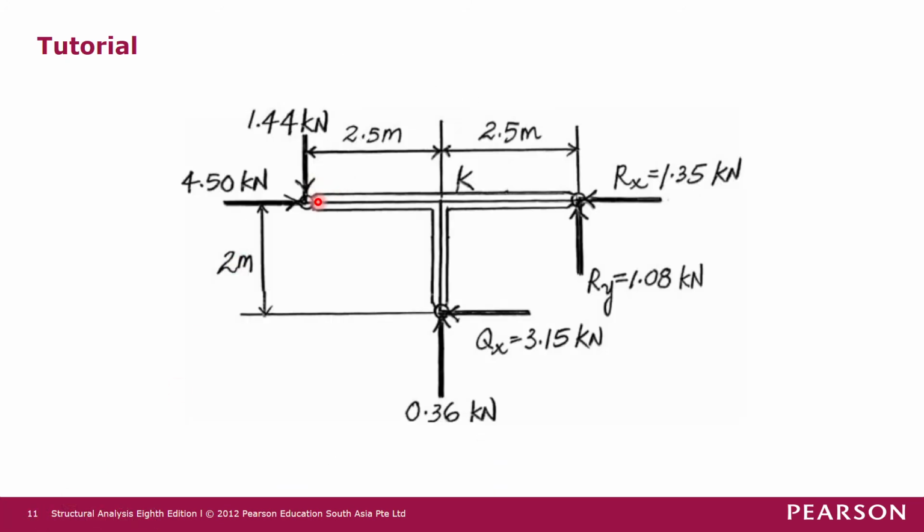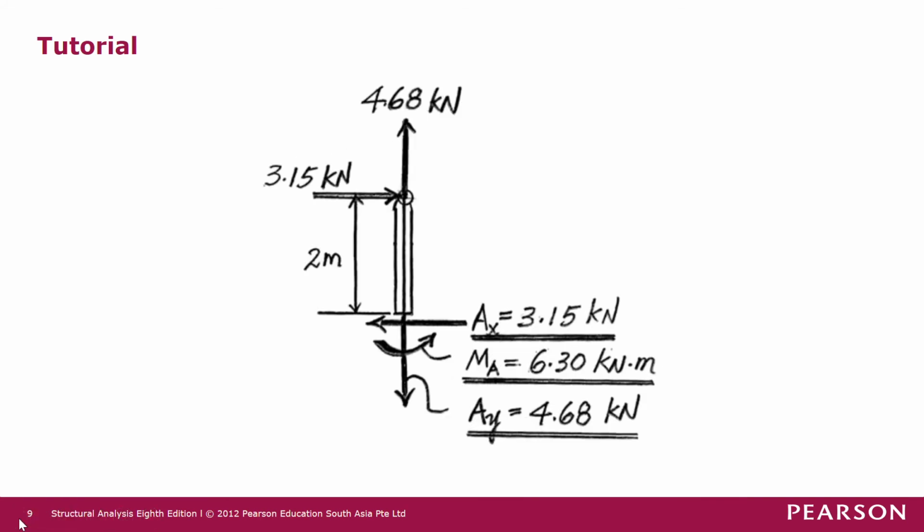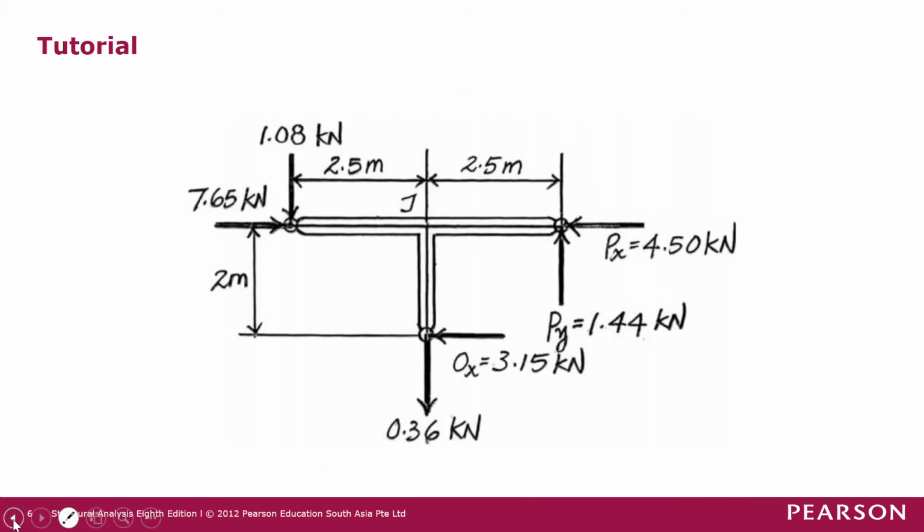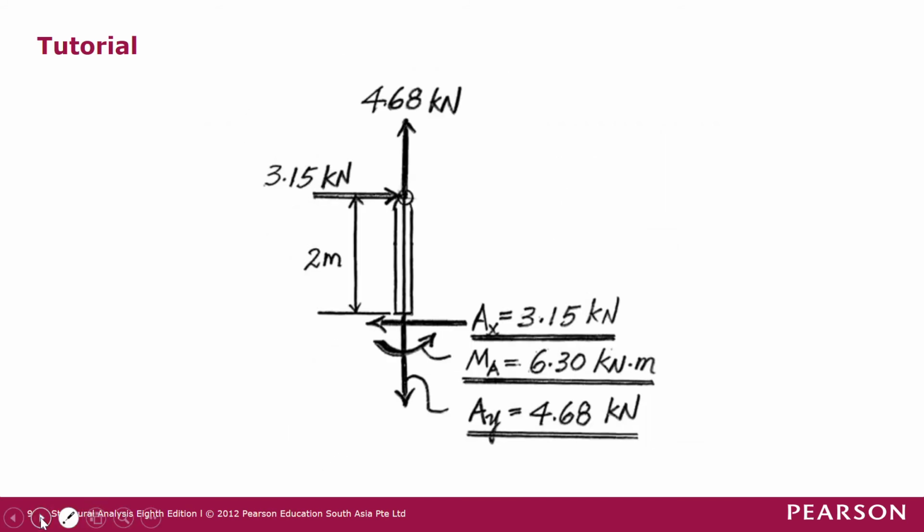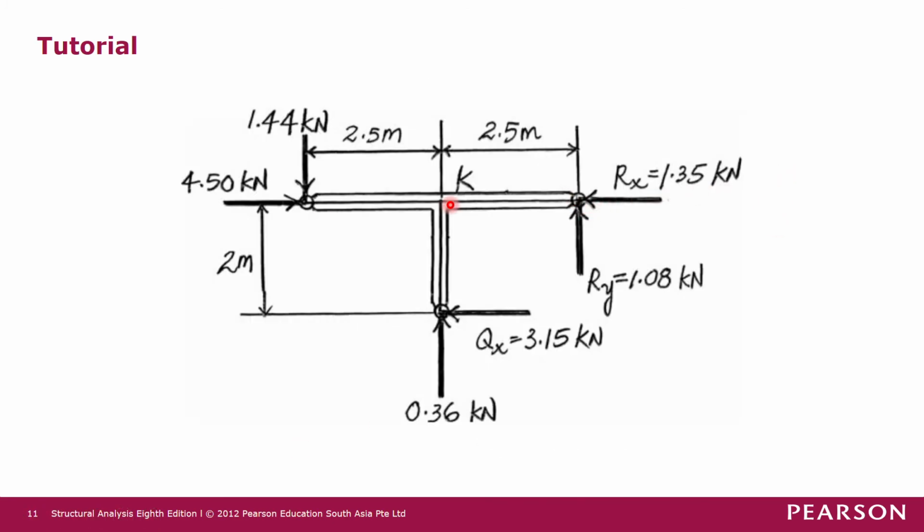So in this case, this joint here is common to this joint here, joint P. At joint P, we have a 4.5 kilonewton force in the horizontal direction, and Py is upward, equal to 1.44 kilonewton. In the other free body diagram, these forces must be opposite of the ones in the first free body diagram, but it is the same joint. And then this one is OY.